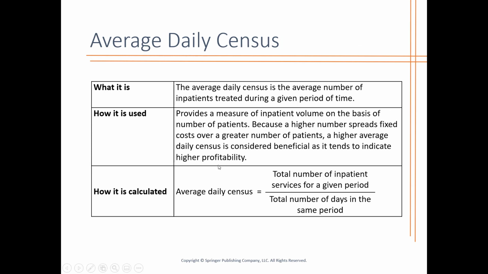Average daily census. This is the average daily number of patients treated during a given time period. It provides a measure of inpatient volume on the basis of number of patients, because a higher number spreads fixed costs over a greater number of patients. A higher average daily census is considered beneficial as it tends to indicate higher profitability. The way you would calculate this is the total number of inpatient services for a given period divided by the total number of days for that same period.